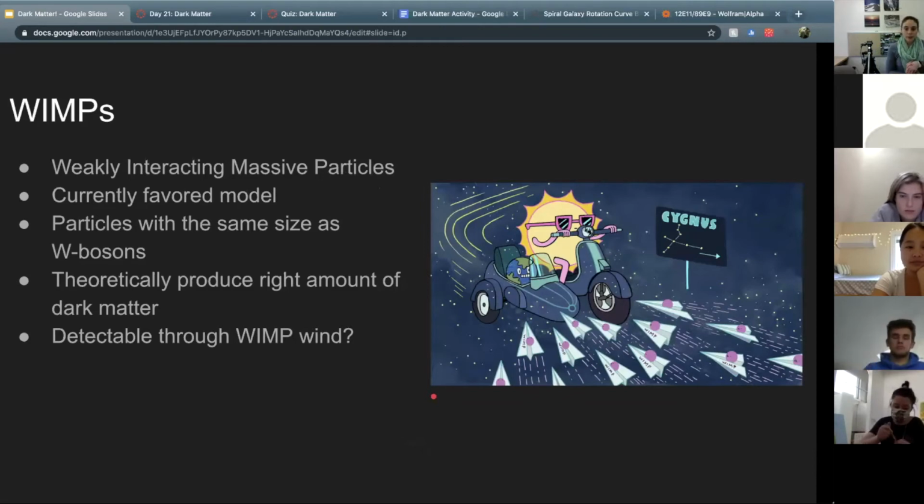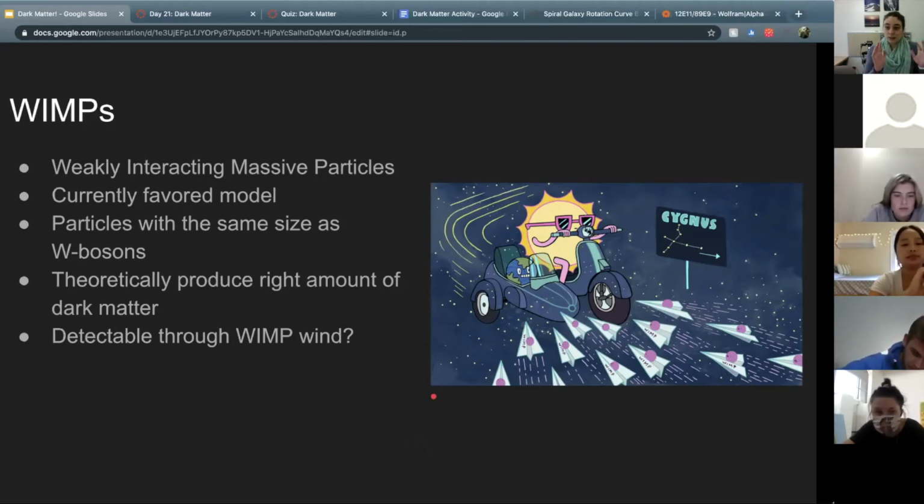So the next particle that might be what dark matter is, is the WIMP. So we have MACHOs and we have WIMPs. WIMPs are weakly interacting massive particles. And this is often put forward as the favored model for dark matter at the moment. But it doesn't really tell us a lot. It just means it's some particle that is about the same size as the W or Z boson from our standard model. So that's about it. It is not a W or Z boson, it just has the same mass. So that's interesting, but still doesn't tell us a ton about what dark matter is.